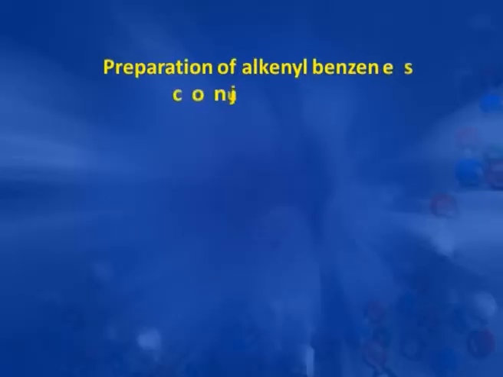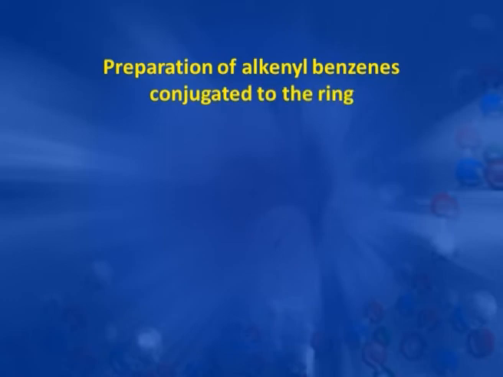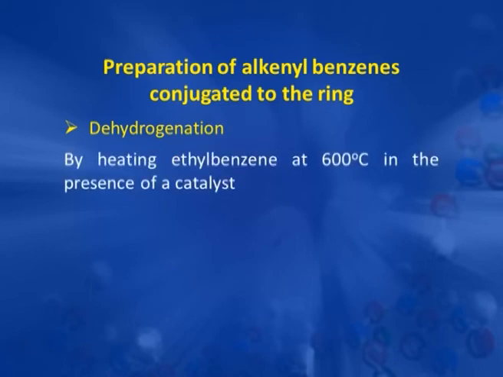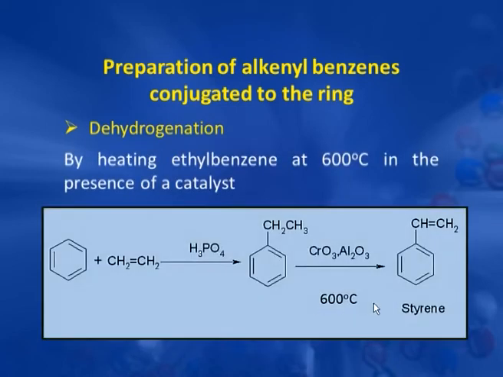Now we start with alkenyl benzenes. First, preparation of alkenyl benzenes which are conjugated to the benzene ring. First method, dehydrogenation. By dehydrogenation of ethyl benzene at 600 degrees C in the presence of a catalyst, chromium oxide and aluminium oxide, the final compound is styrene. This ethyl benzene can be synthesized by Friedel-Crafts reaction of benzene with ethene in the presence of phosphoric acid.